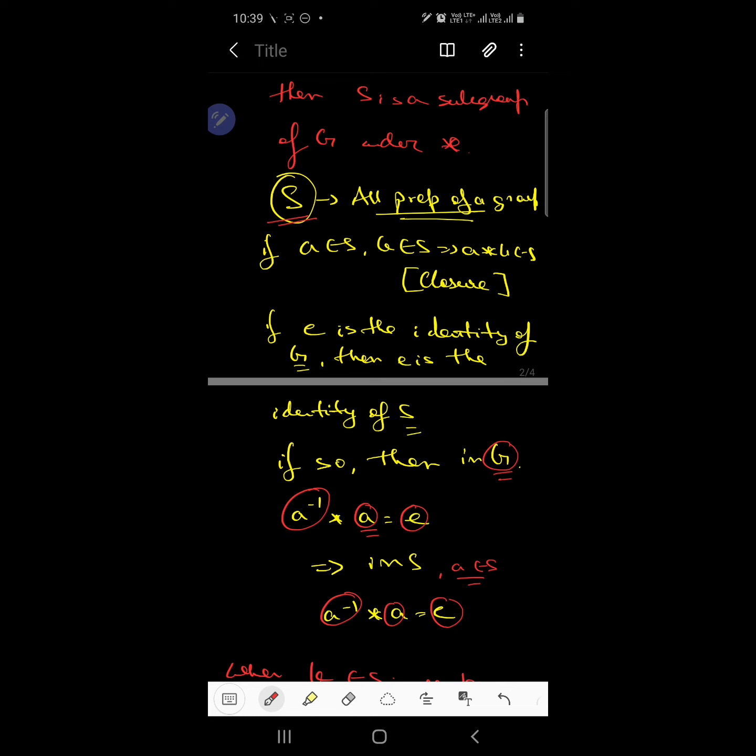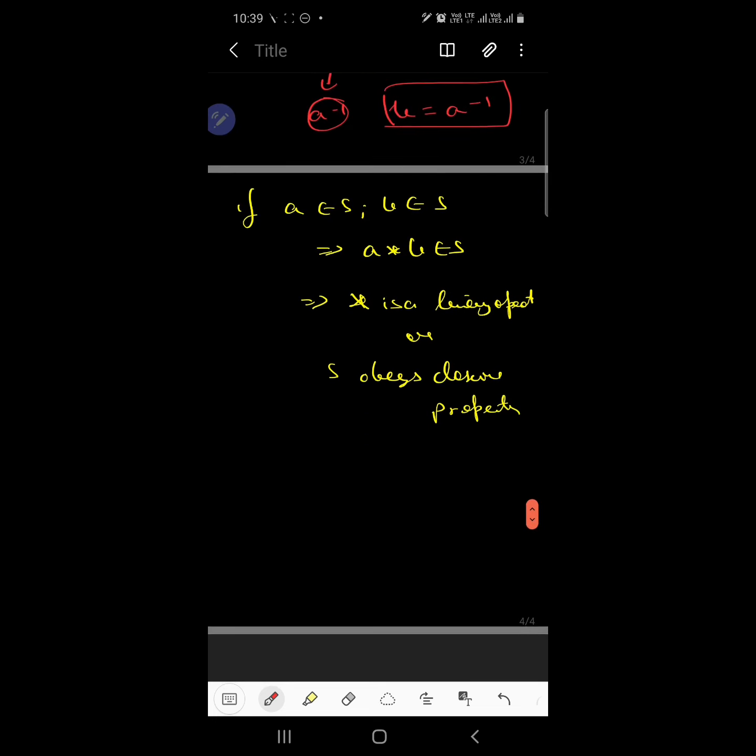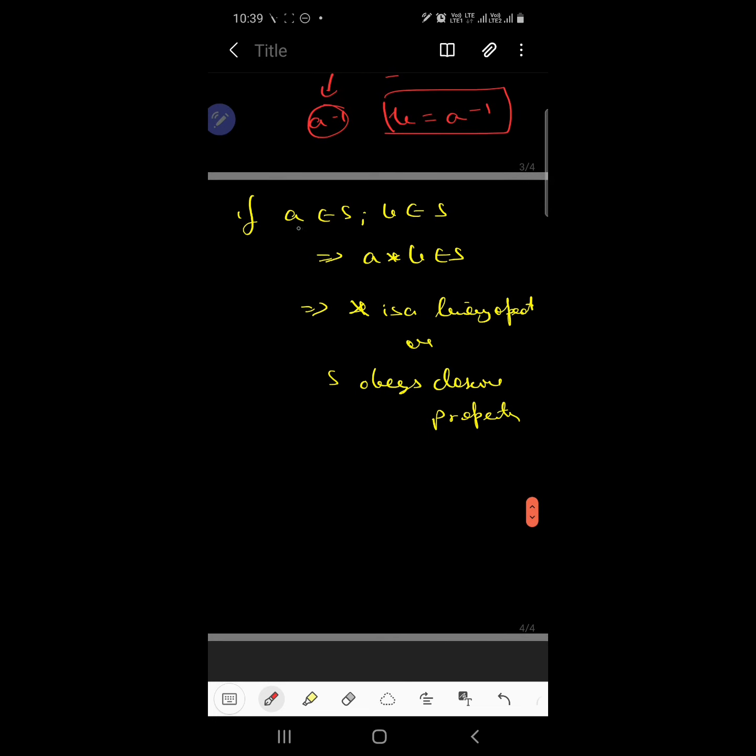S is a group. So when S is a group, if A belongs to S and B belongs to S, A star B belongs to S, and that is 100% true since S is a group, because S obeys the closure property. What we are saying here is that if A belongs to S, B belongs to S implies A star B belongs to S, then S obeys the closure property. We are not considering here S as a group. We are considering this to be true, which directly implies that S obeys the closure property.